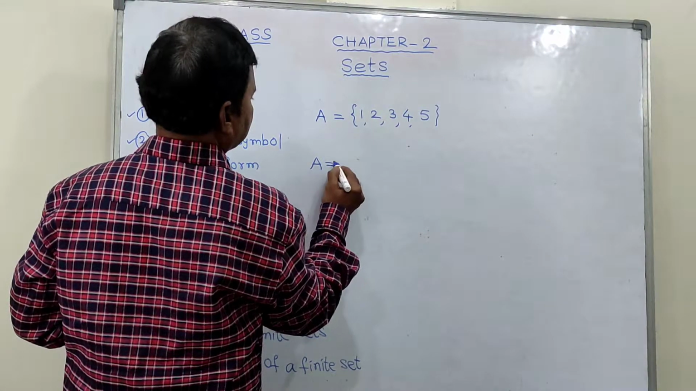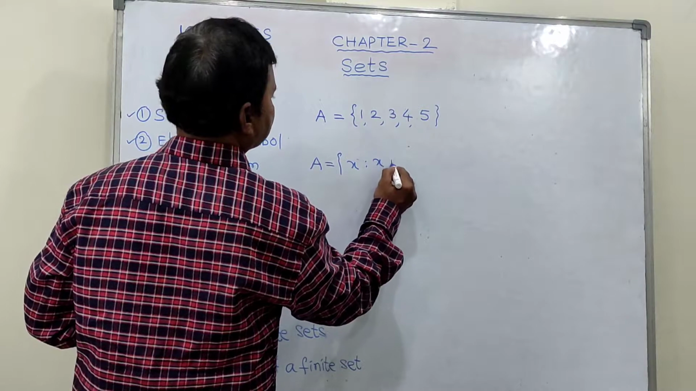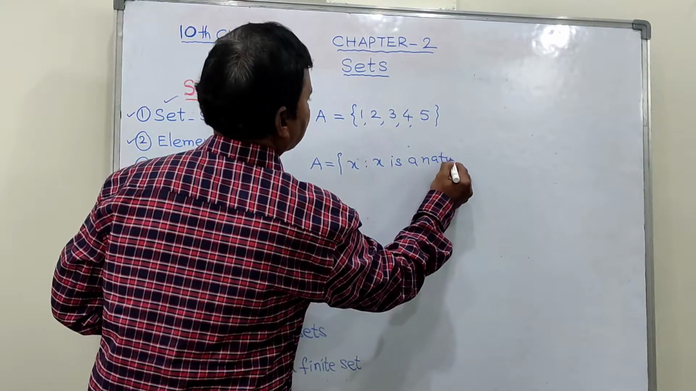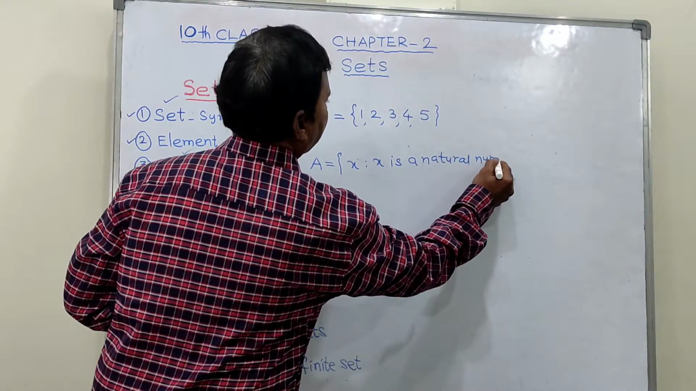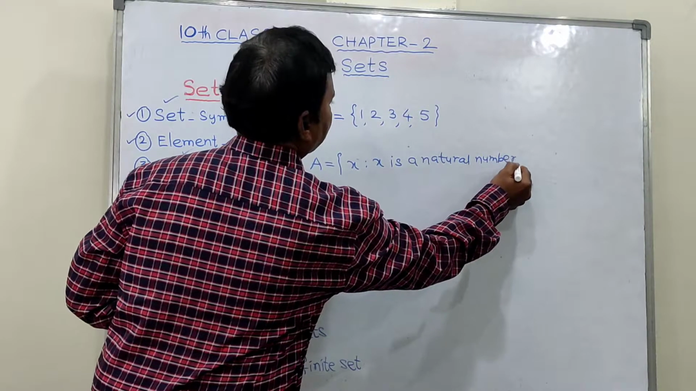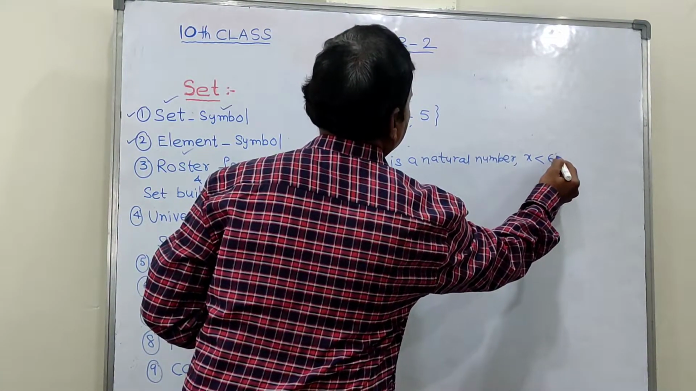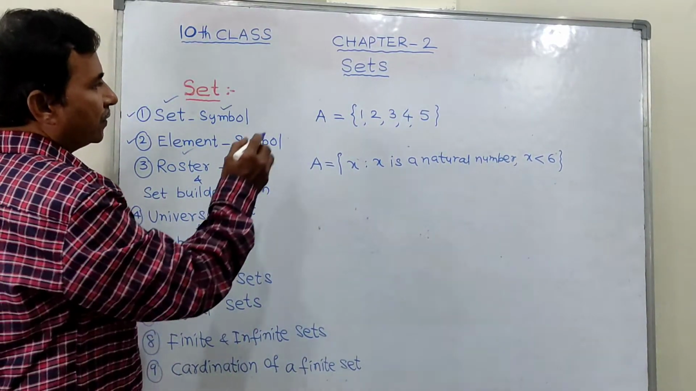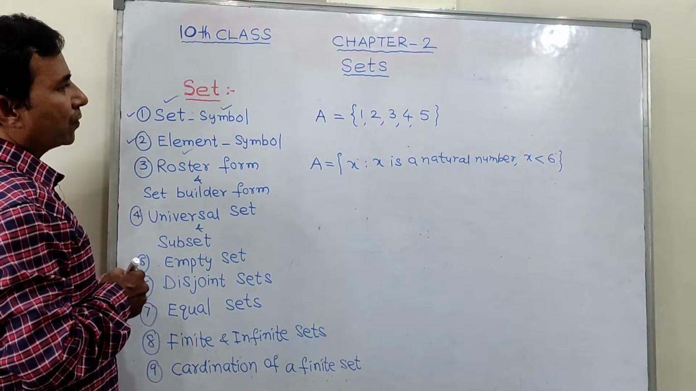And another one I am writing as x is a natural number where x less than 6. If you observe these two, in the first one A is equals to given 1, 2, 3, 4, 5.